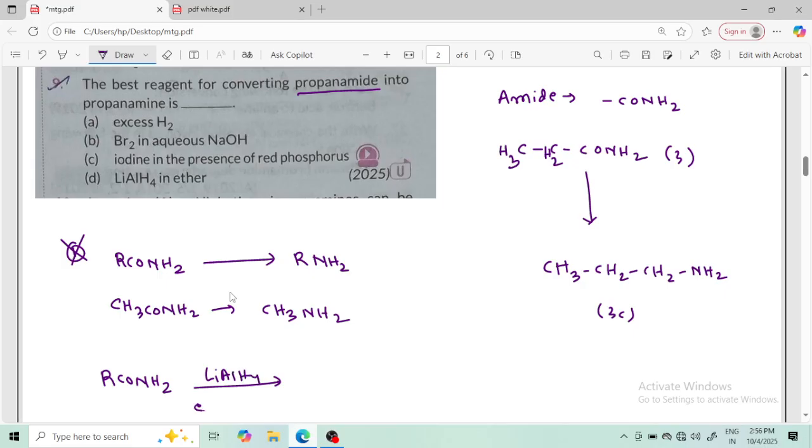LiAlH4, ether and water, remember? So in that case what will happen? This O will change to CH2NH2. That means the total number of carbons on the reactant side and on the product side will be the same. So my answer will be option 4. Are you getting it? I hope you got this, right?